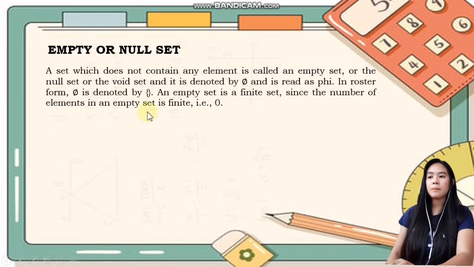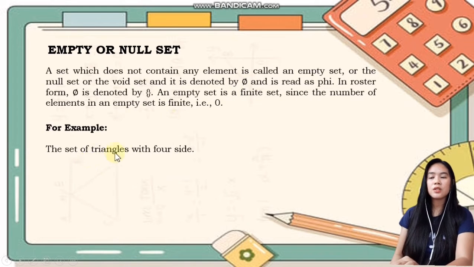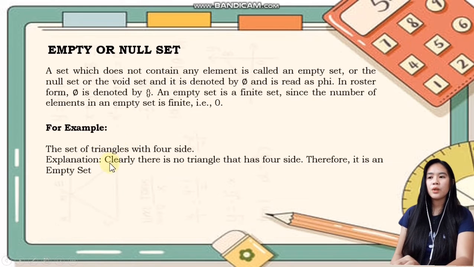In roster form, ϕ is denoted by empty curly brackets. An empty set is a finite set, since the number of elements in an empty set is finite. So, ayan. Yung empty or null set ay tinatawag din na void set, which is denoted by ϕ. So, for example, a set of triangles with 4 sides. So, bakit tinawag na empty set or null set itong example na the set of triangles with 4 sides? It is because clearly there is no triangle that has 4 sides. Therefore, it is an empty set.